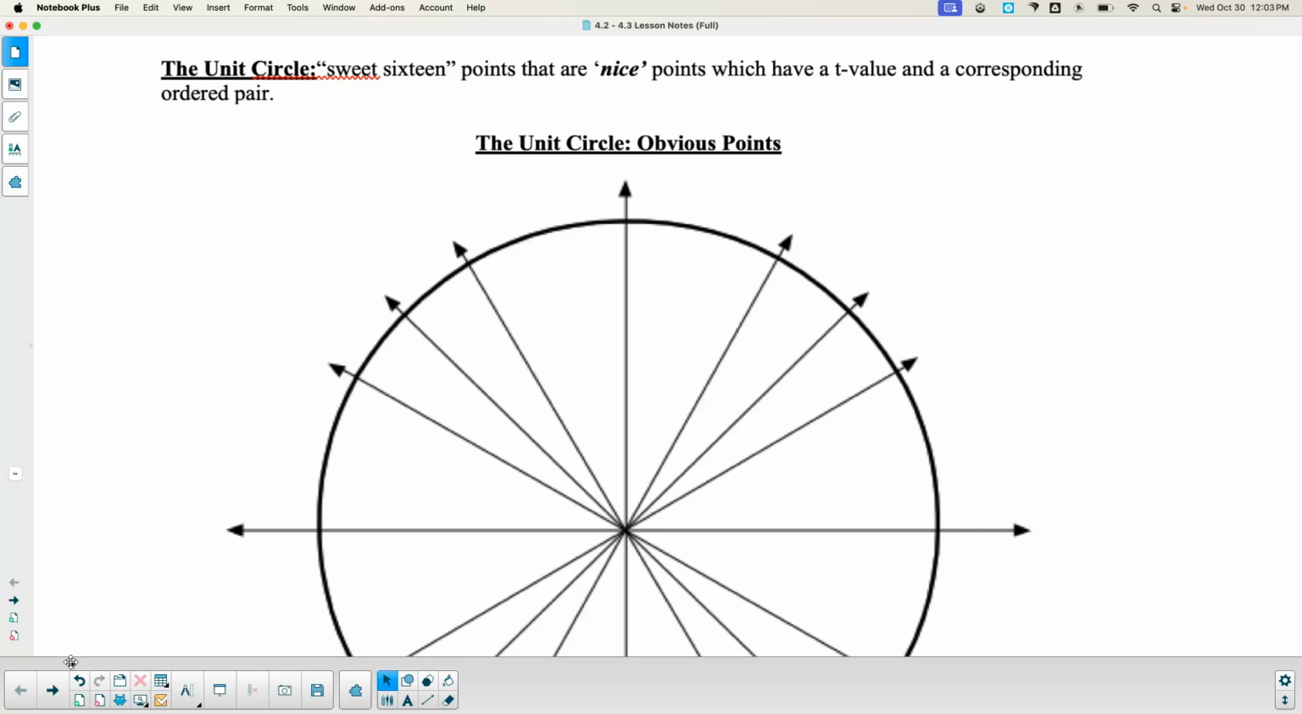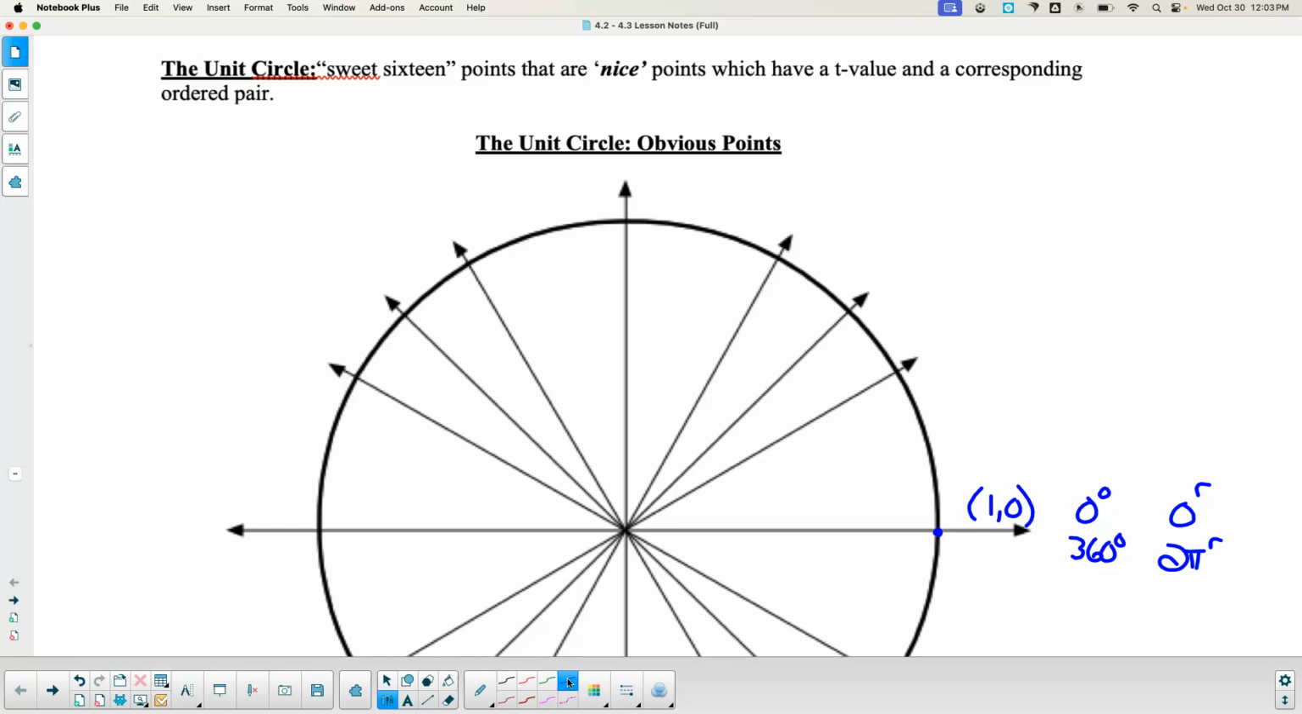Okay? So I want to pick up where we left off yesterday with building the unit circle. Yesterday we found 0 degrees, which is also 360 degrees, or 0 radians, 2 pi radians, the point (1, 0) on the unit circle. Okay, so we found that yesterday.